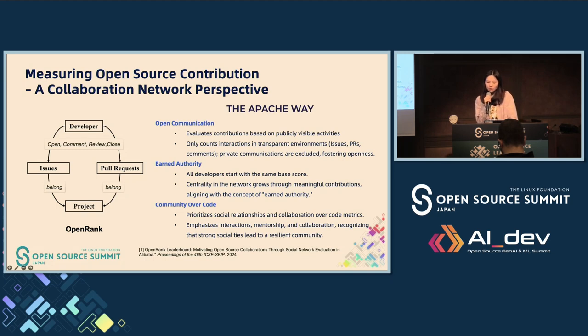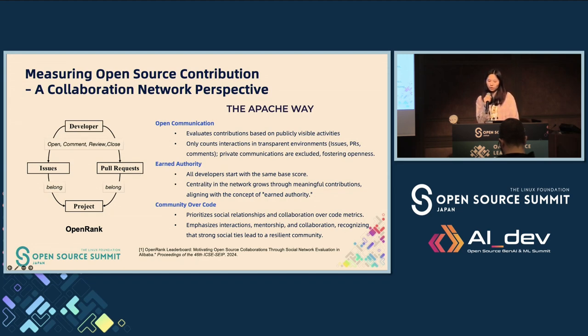So the idea is based on the fact that developers open, comment on, review, and close issues and pull requests on GitHub. These developer activities also consist of collaborations and connections. So OpenRank is based on such a network model, where nodes represent developers and their contributions as issues and pull requests. The edges represent interactions between nodes, such as commenting, reviewing, or approving code changes.